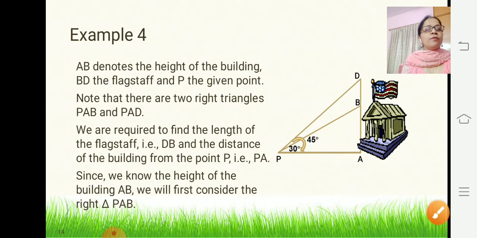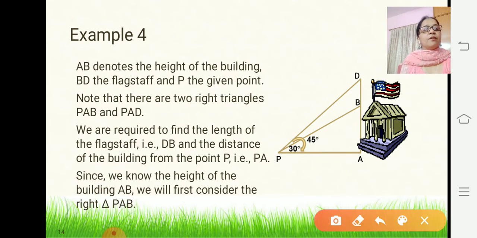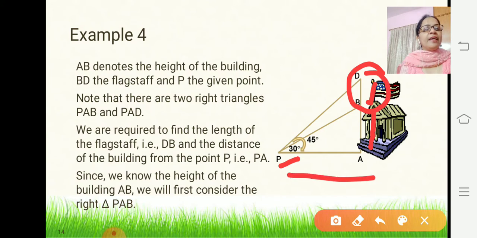So how do we solve this? When you read the sum, line by line, you are supposed to construct the figure. So AB denotes the height of the building, BD is the flag staff, and P is the given point. So there are two right angle triangles, APB and PAD. So we are required to find the length of the flag staff, that is DB, and PA, which is the distance of the building from the point P.